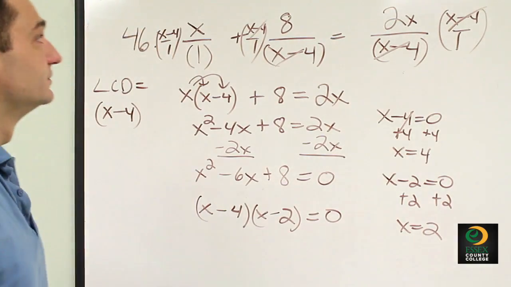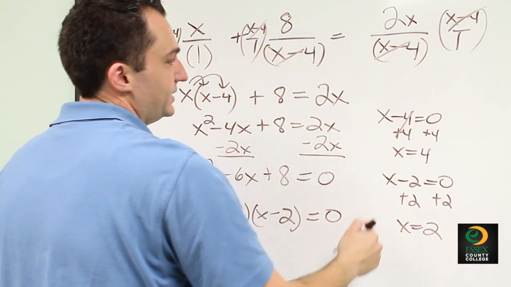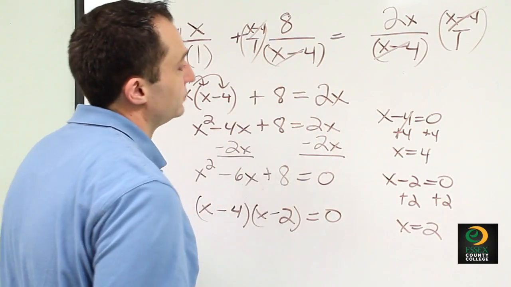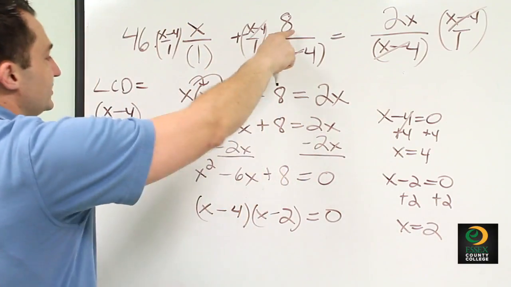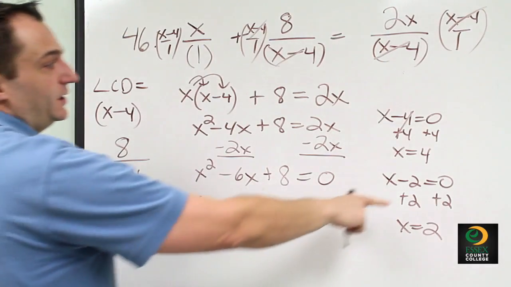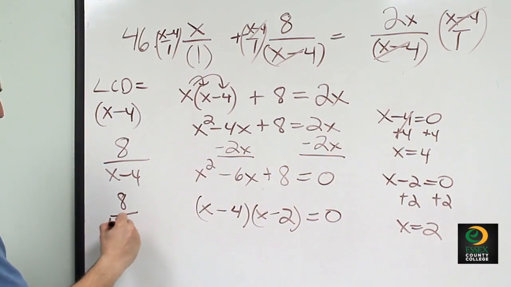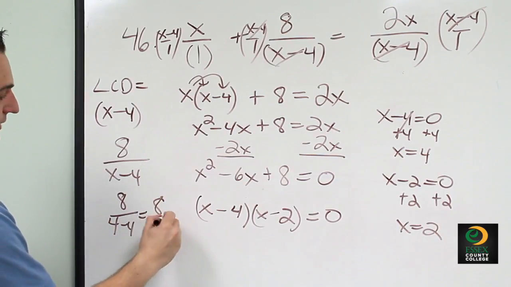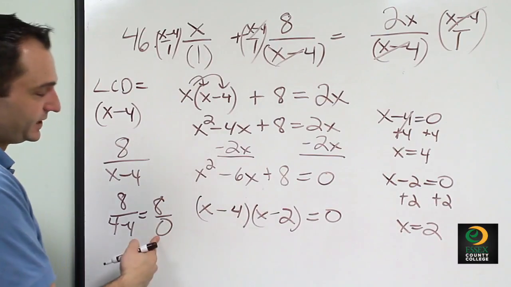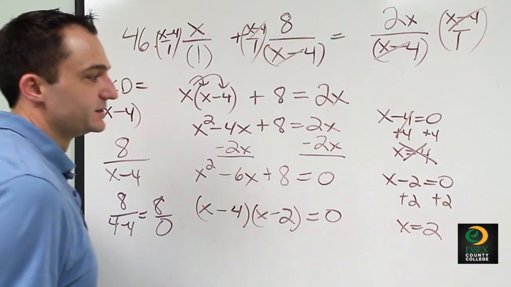However, in this problem, since there's a variable in the bottom of the fraction, we have to substitute our answers back into the denominators of the fractions to see if they equal 0. So in this fraction, 8 over x minus 4. If we were to put 4 into the bottom, we would get 8 over 4 minus 4, which would give us 8 over 0. You can't have 0 at the bottom of a fraction because the answer is undefined then. So x equals 4 is the incorrect answer.